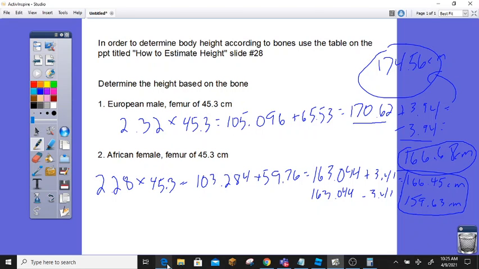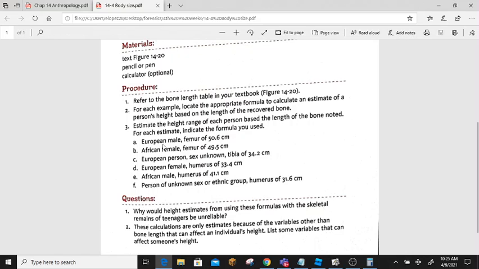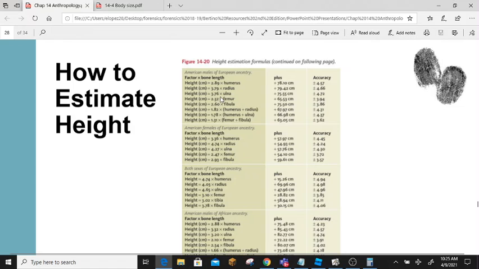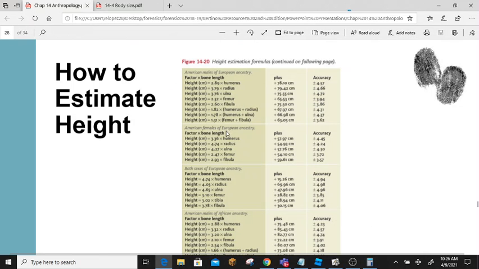Okay, so if you take a look at the handout that you're going to be doing today, it's the exact same thing. And then you just answer these two questions. So here you have a European male, femur 50.6. So you're going to do 2.32 times 50.6. Then you're going to add 65.53, and then to the answer that you get, you're going to add 3.94, and then you're going to subtract 3.94.